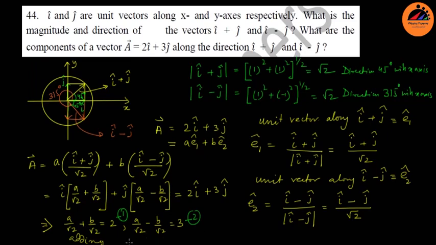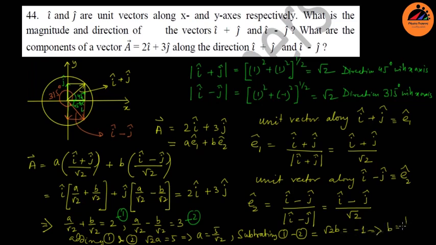Adding 1 and 2 gives you 2a by root 2, so that is root 2 a. Root 2 a equals 5, implying a equals 5 by root 2. And if you subtract, 1 minus 2, the b terms survive. So there is root 2 b. Root 2 b is equal to minus 1, implying b is minus 1 by root 2.